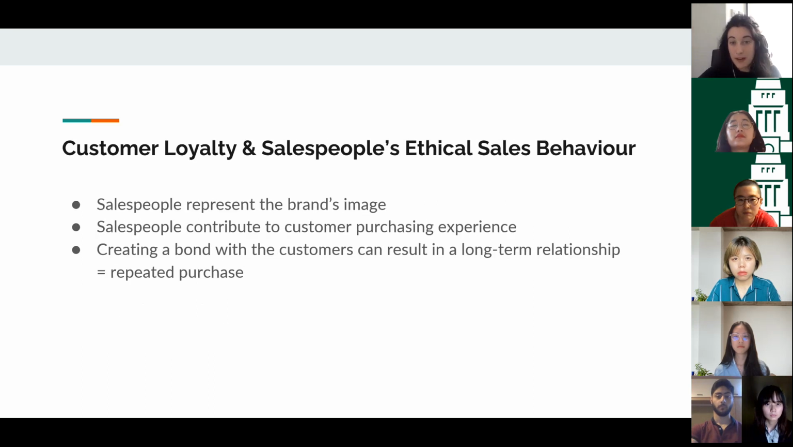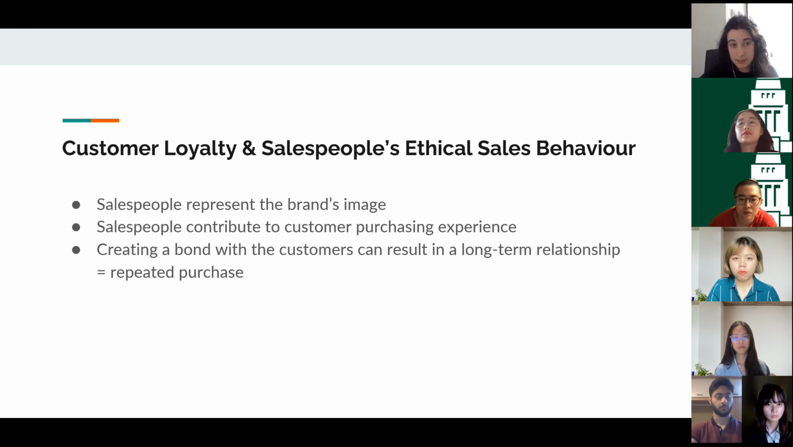Next, please. And finally, customer loyalty and salespeople's ethical sales behavior is related in that salespeople represent the brand's image and they contribute to the customer purchase experience. So when salespeople's selling motivation is driven by commissions and incentives, they are more likely to impose unwanted and unnecessary products onto potential customers and treat them with disrespect. So this gives a really selfish and careless image of the brand, and it definitely ruins the customer purchase experience.